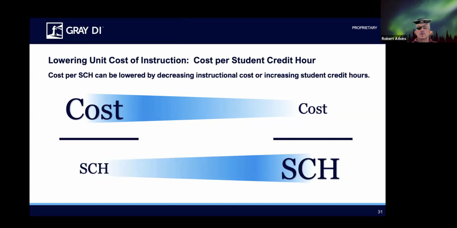If I have a course that has 10 students in it and a cost of $100 per student credit hour, if I go to 15 students, and I do this in my head, I can drop my cost per student credit hour by 30%. So it's very hard to change faculty pay by that much. Keep that in mind. A big driver of cost per student credit hour is the denominator, the number of student credit hours.